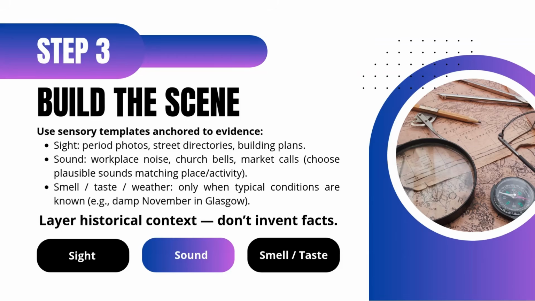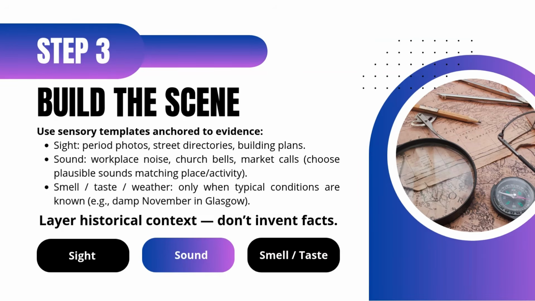Can you use your AI tool to sift through what your ancestors may have heard, for example, in their workplace, depending on what they did? What did they hear in their streets, church bells or market calls? And choose plausible sounds that match the place and activity. Don't forget smell and think about taste and weather, and only when typical conditions are known. For example, local weather in towns like a damp November in Glasgow.